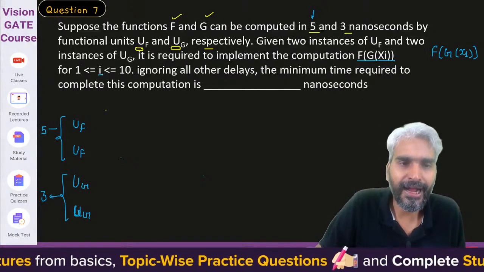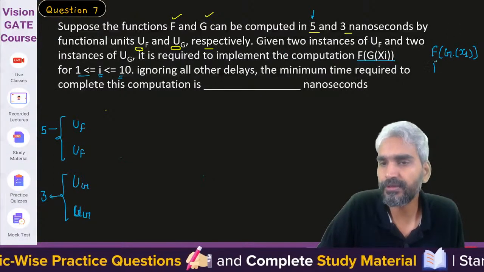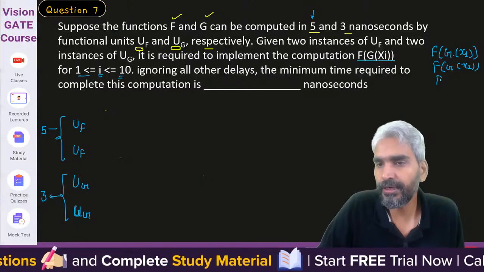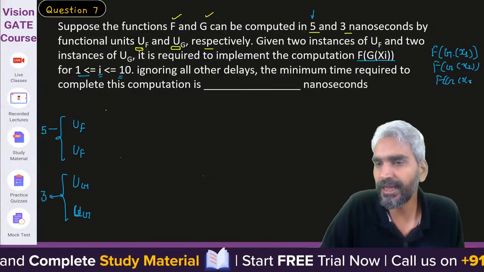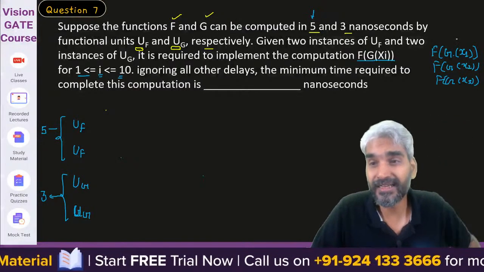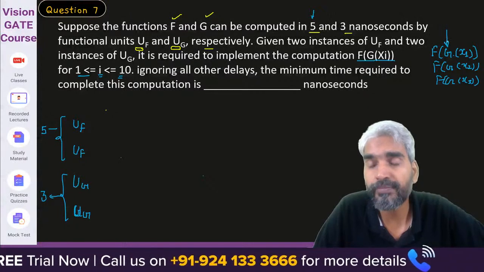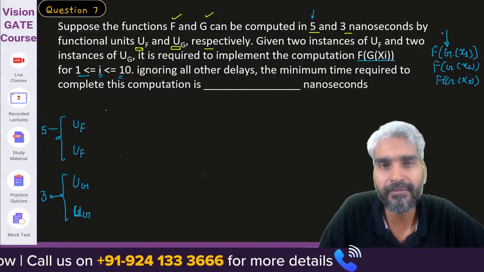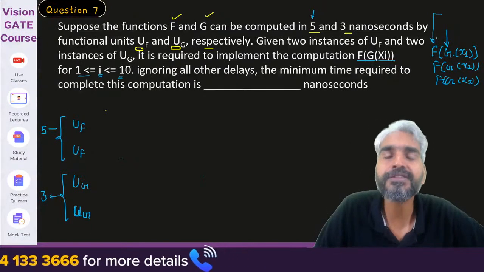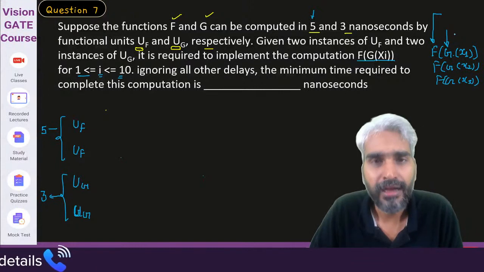So, for i varying from 1 to 10, you need to evaluate F of G of x1, F of G of x2, F of G of x3. So, these are all the values which you need to evaluate. Now, the good understanding is that first you will have to perform the function G, because if you have not performed the function G, you will not be able to compute function F, because F is being applied on the output of function G.